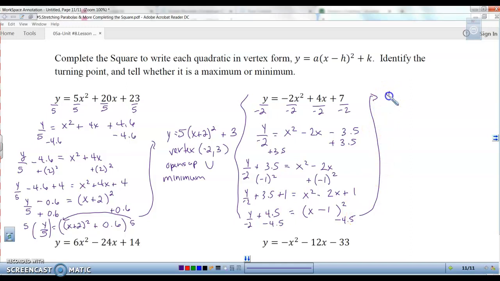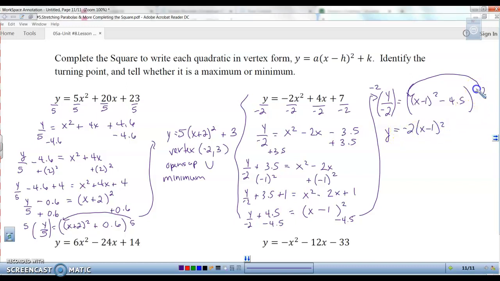That gives me y over negative 2 is equal to (x minus 1) quantity squared minus 4.5. All right, then I have to remultiply the negative 2. So I'm going to multiply this by negative 2 and then multiply this whole side by negative 2. Remember, the negative 2 has got to distribute. These negative 2s cancel out, leaving just y. That's what I wanted. The negative 2 goes to the front of the parentheses here and becomes our leading coefficient.